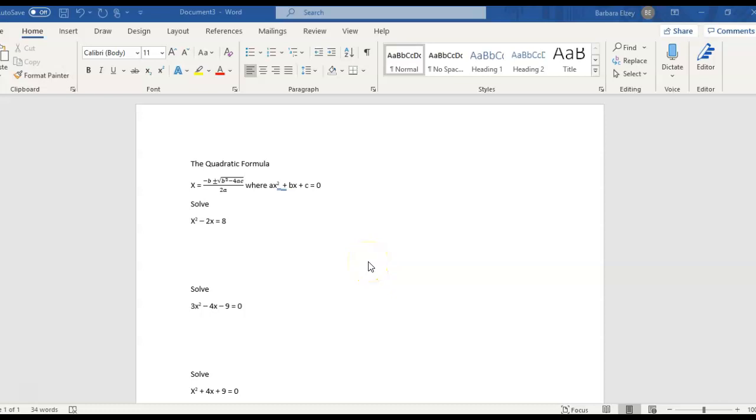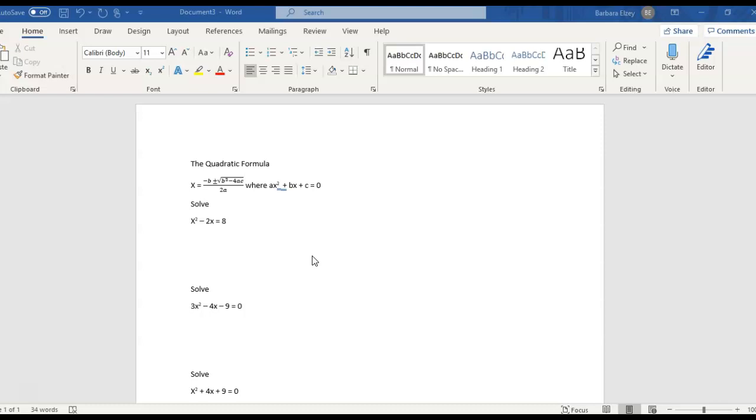All right, so now we're going to use the method of the quadratic formula. The quadratic formula will solve any quadratic equation. Now, the solution is not always a real-world solution. Sometimes we'll get a complex number, but it will solve the equation.